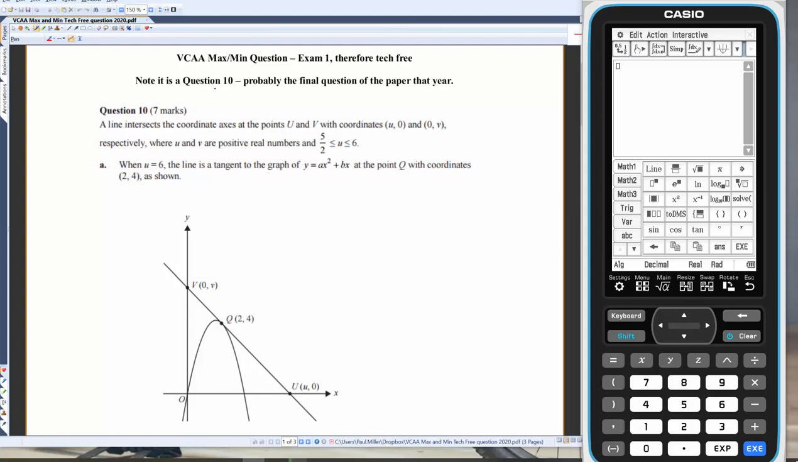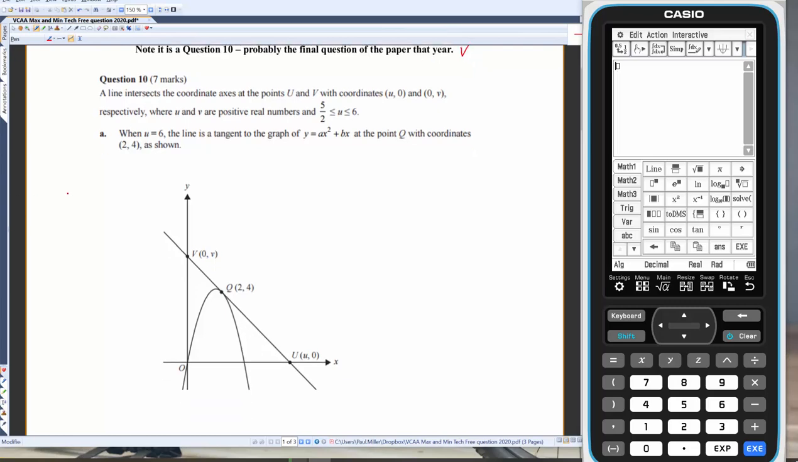All right, so this is a tech-free max-min problem, and Ms. Cowan's noted here it's question 10, probably the final question of the paper that year, and she is correct. It is the last question, and it's really hard. Okay, so let's get started on what we've got here.